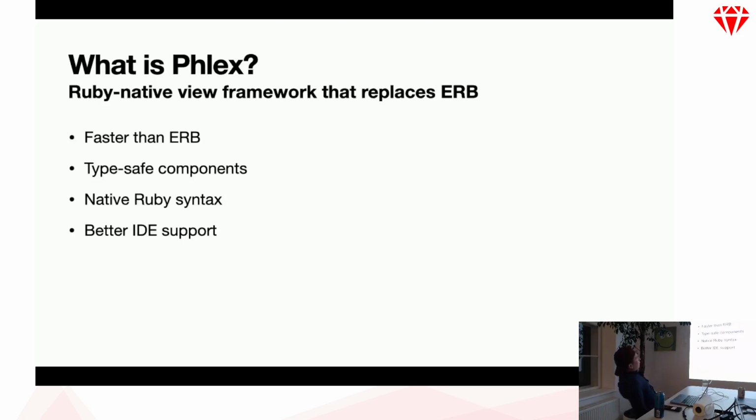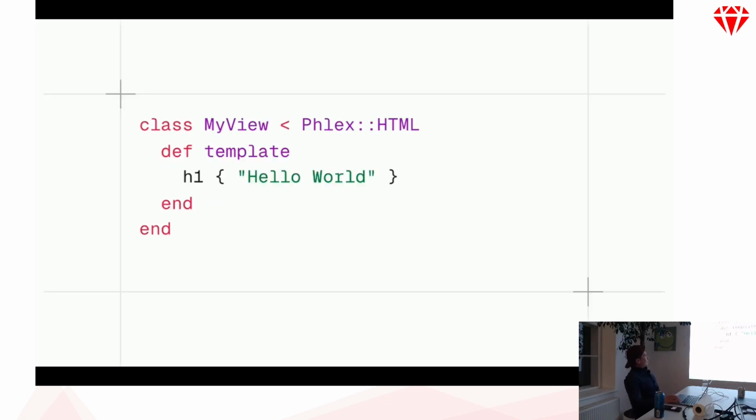What is Phlex? It's a Ruby native framework that replaces ERB completely. It's faster than ERB, you have type-safe components, and it provides Ruby, which we all like to program, I think. And you have good IDE support. So here's a sample of Phlex. Here we have an H1 tag, and in the block it renders hello world. You have all the Ruby syntax, so if there's an error, it's not going to run. You're going to get a bunch of errors if the HTML isn't correct.